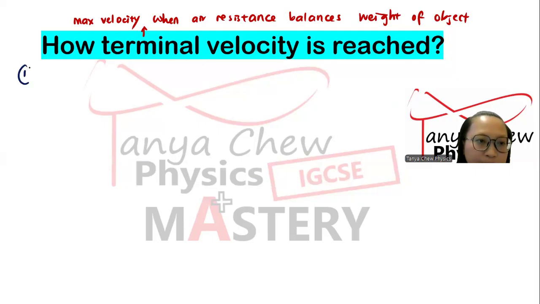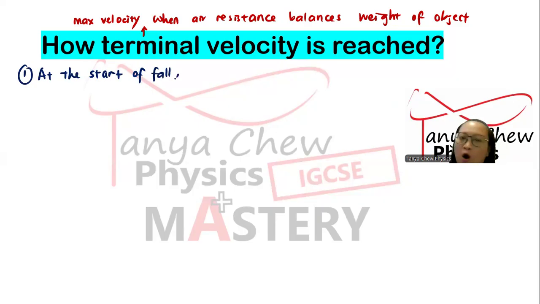So first stage, always start at the start of the fall. The object is always at rest. So you must assume that the initial speed of the object is equal to zero, or the initial velocity of the object is equal to zero. Since they asked about terminal velocity, I put initial velocity of object is zero.